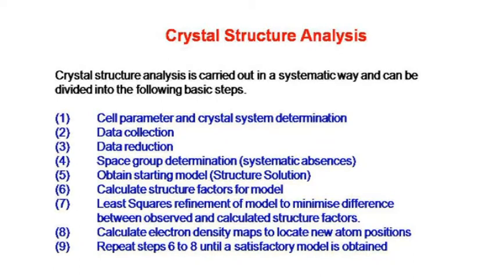The first is the cell parameter and crystal system determination. That is done on the diffractometer. You get that information almost straight away. We know what the cell parameters are, we know what the crystal system is. Those things are checked on the instrument. Data collection, data reduction. Again, before you ever get the data, you will have all of this done.